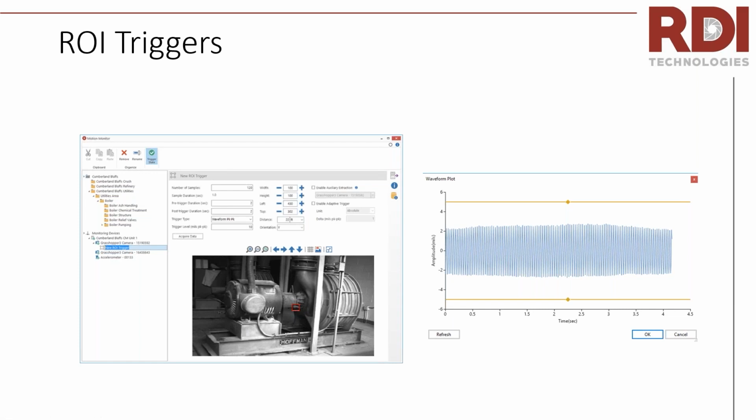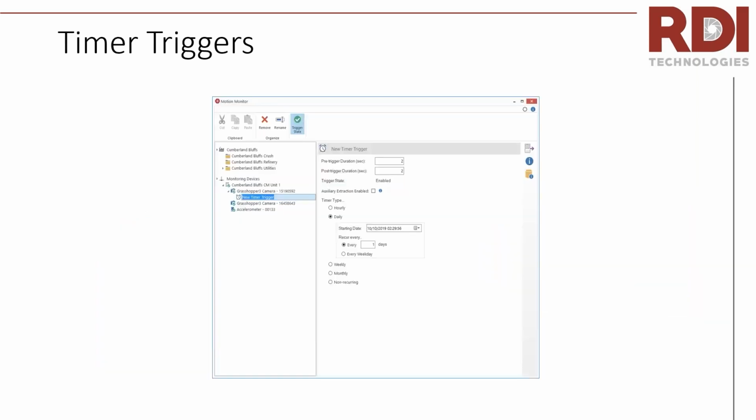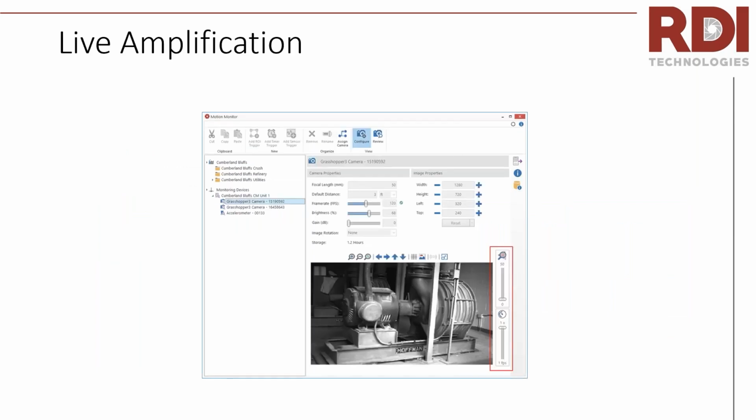You can set timer triggers, accelerometer triggers, all that. But I wanted to really focus on the camera portion of it, which is the ROI, where you can draw this box and monitor that in real time for motion, as if there was an accelerometer placed on it. Again, timer triggers. And you can even do live amplification. You could have this camera set out, and in your office, press a button on a screen and show live what that camera is doing right now, what that asset's doing.